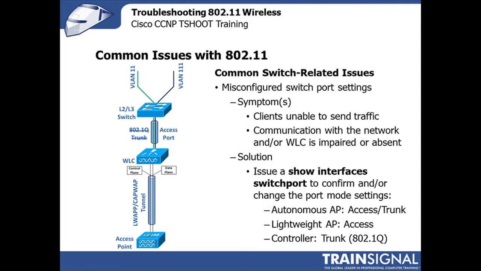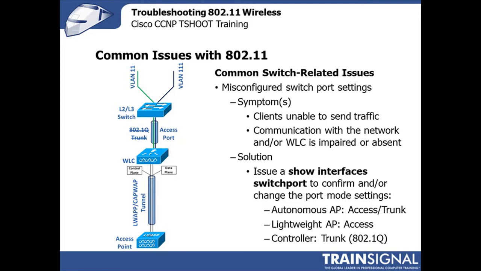And here's the solution. You start with show interfaces switchport to confirm and to change the port settings. For autonomous access points, if you have a single SSID and a single VLAN, you can use an access port. If you're using a lightweight AP, you're always going to be using an access port. It may seem counterintuitive, but the way that the controller creates the separate SSIDs and VLANs is through a series of tunnels. It doesn't have to involve anything other than an access port.